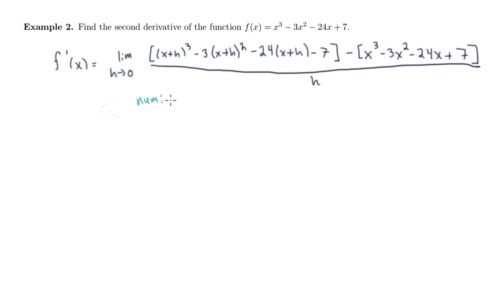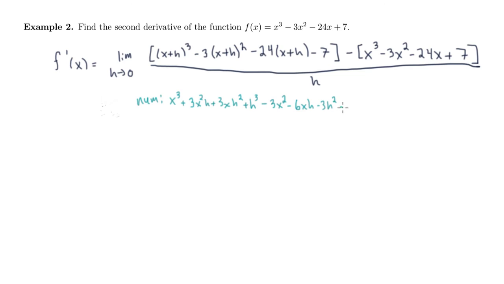So we have x cubed from this term. I'm just going to use the binomial theorem: 3x squared h plus 3x h squared plus h cubed. Okay, that's from this first term. And then minus 3x squared minus 6xh minus 3h squared. Okay, so that's coming from this term. I just multiplied this binomial times itself, multiplied by -3.